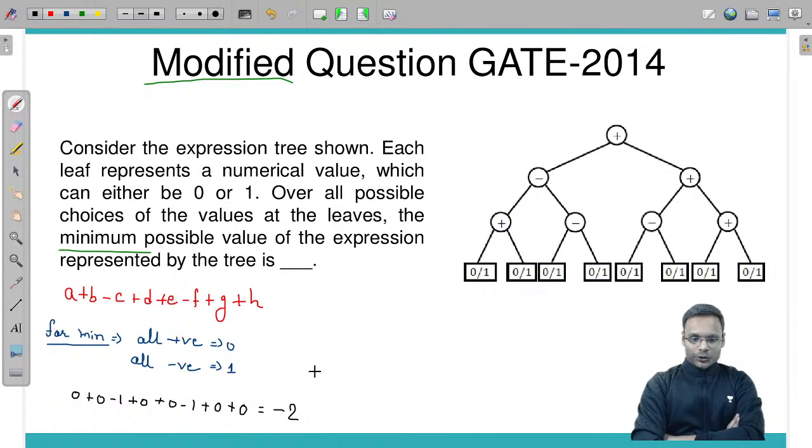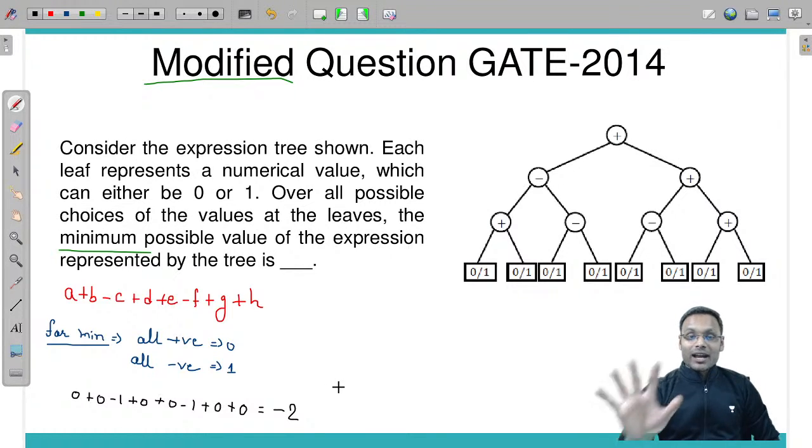Minus 2. Yes, Anubhav, you are correct. Yes, minus 2 is the answer. Very simple. It's very very simple. बहुत आसान है, बहुत आसान है. Got it? I guess you got it. आपको समझ में आया होगा क्या किया.